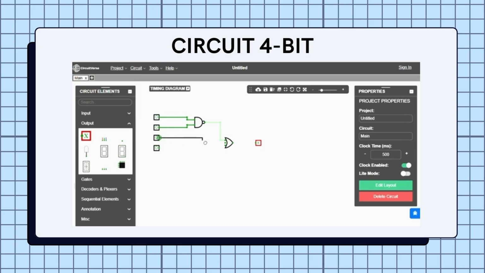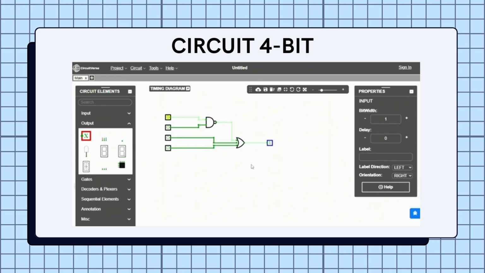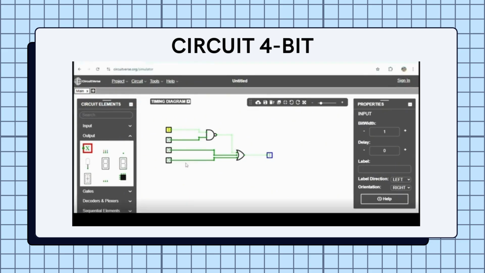So we continue connecting the rest of the input. The last 2 toggles we connect to the OR gate. And as you can see, the logic probe shows 1, which means it is in high state even when all inputs are low. It's because of NAND gate behavior. A NAND gate will only produce a low output when all inputs are high.